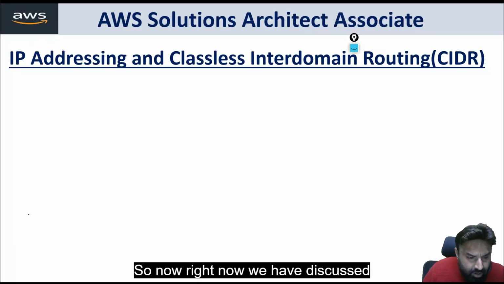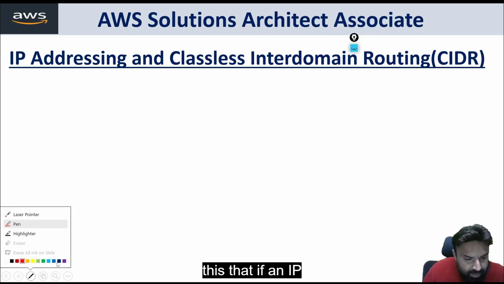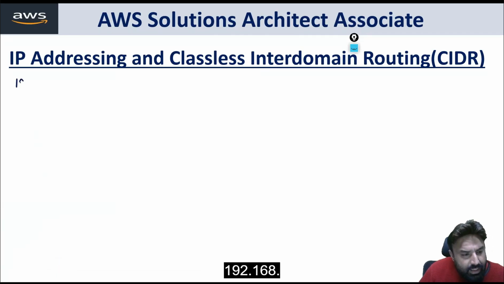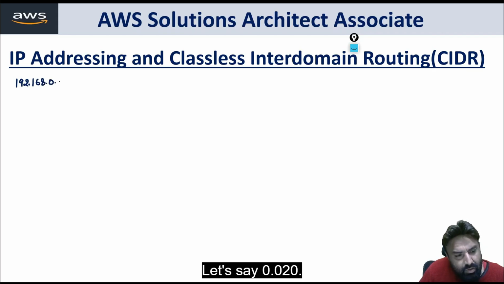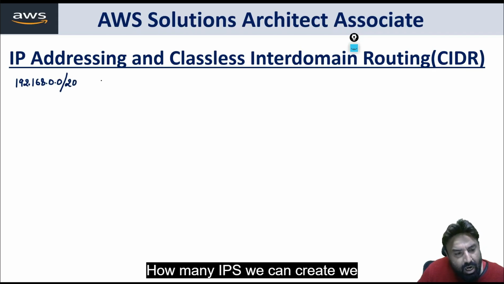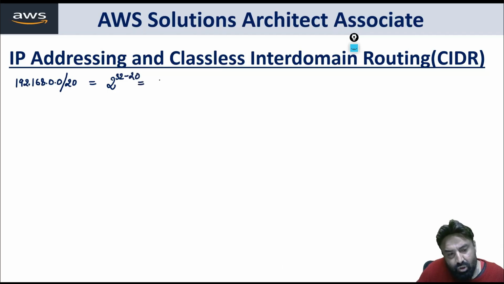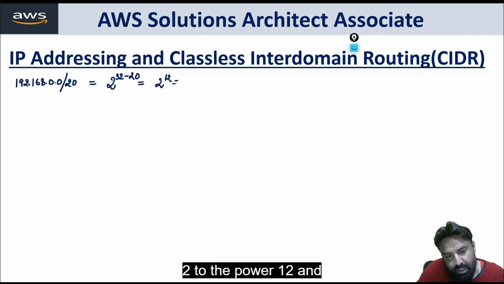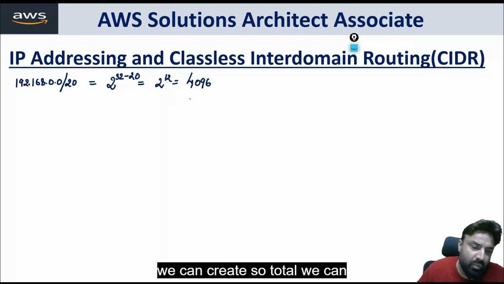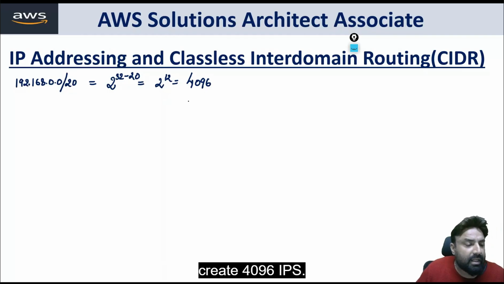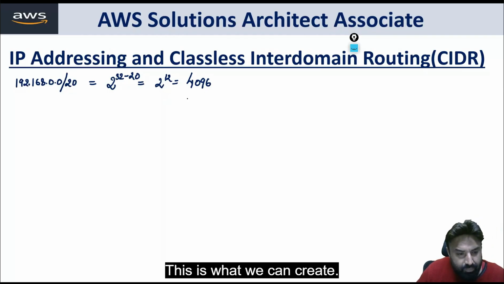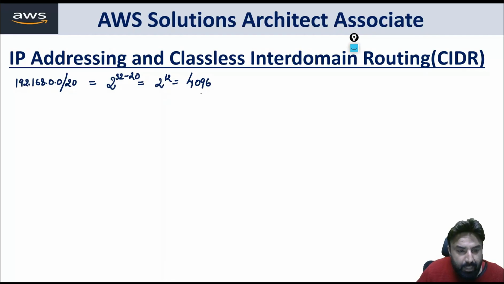So right now we have discussed that if an IP is 192.168.0.0/20, how many IPs can we create? We can create 2 to the power 32 minus 20, which is 2 to the power 12, and 2 to the power 12 is nothing but 4096 IPs. So in total we can create 4096 IPs.